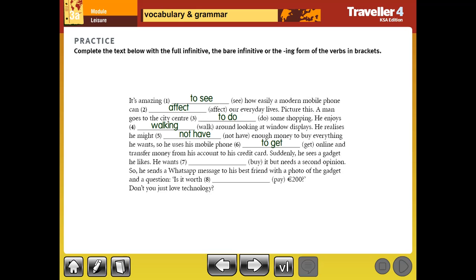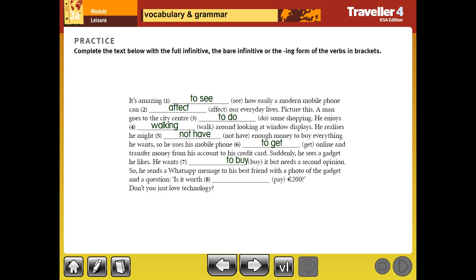Go to number 7. He wants. The verb want. قلنا want على قائمة الأفعال يتبعه to المصدر. I want. He wants to buy it. I wanted to go to school. I wanted to buy this car. I wanted to drink coffee. Want to المصدر.